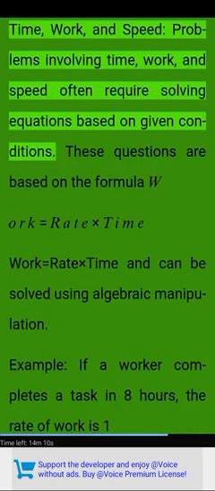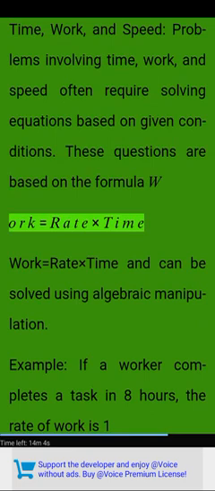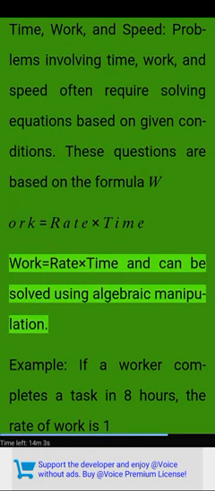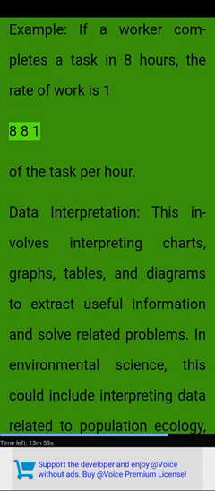Time, work, and speed. Problems involving time, work, and speed often require solving equations based on given conditions. These questions are based on the formula W-O-R-K equals RATE times TIME. Work equals rate times time and can be solved using algebraic manipulation. Example: if a worker completes a task in 8 hours, the rate of work is 1/8 of the task per hour.